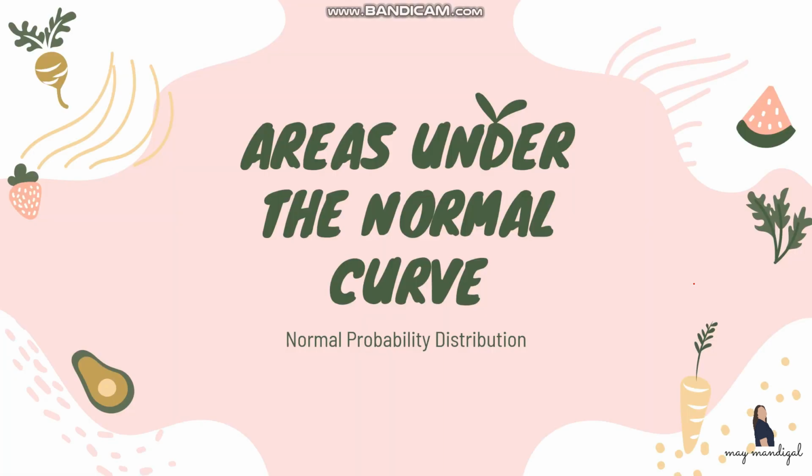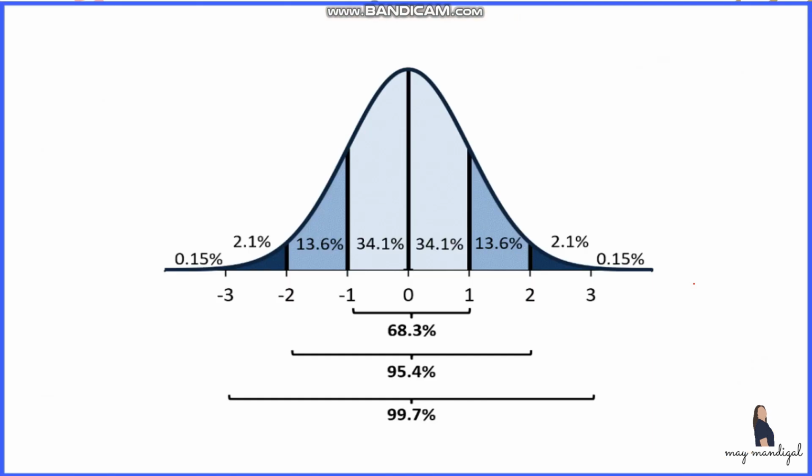For today's lesson, we will be discussing the areas under the normal curve. This is related to our discussion about the normal probability distribution. Just to recall, we discussed last time the empirical rule, which states how many percent of your data must be within 1 standard deviation, 2 standard deviations, and 3 standard deviations away from your mean.